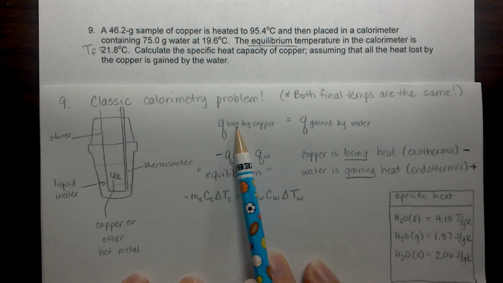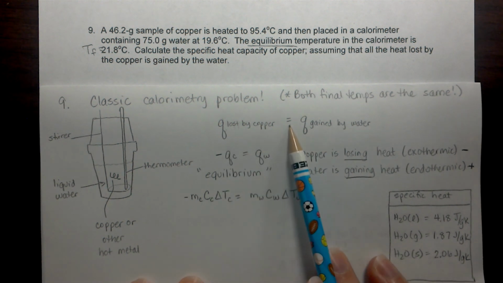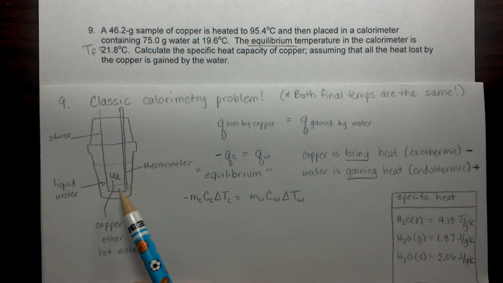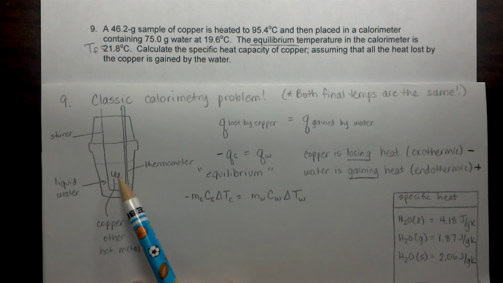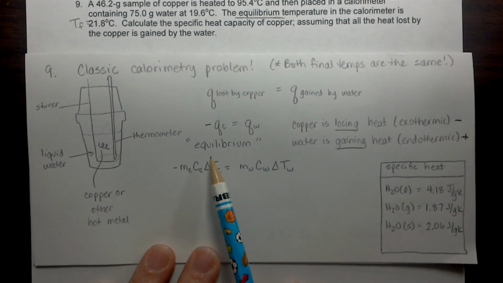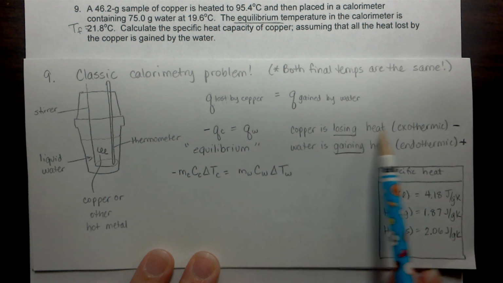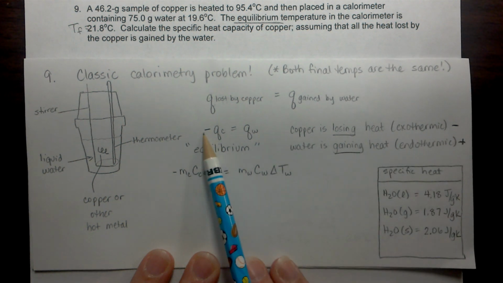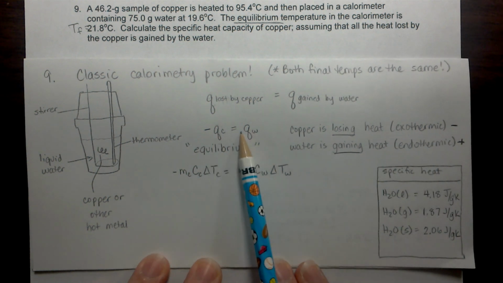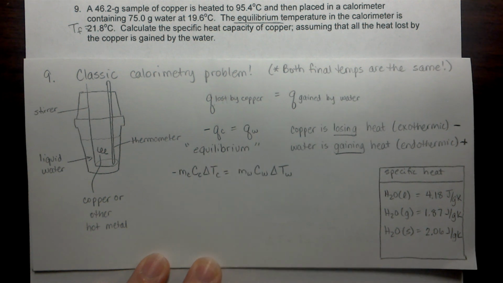So the Q, or heat lost by the copper metal, is going to be equal to the Q, or the heat gained by the water, because you simply put the hot metal inside the cold water and then you just waited for a period of time for both of them to reach equilibrium. Now, because copper is losing heat, it's an exothermic reaction, and so that's negative. And water is gaining heat, it's an endothermic reaction, so that's a positive. So when you start typing in all your information into this problem, be sure to remember that one side has to be negative and the other is positive, because one is losing heat and one is gaining heat.